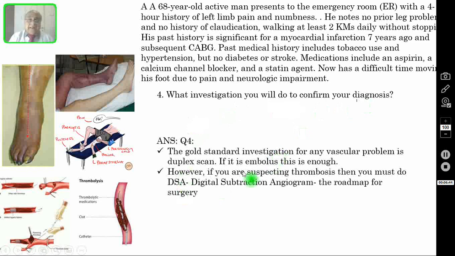The correct answer is, the gold standard investigation for any vascular problem is the duplex scan. If it is embolus, that is enough. However, if you are suspecting thrombosis as the cause for acute limb ischemia, then you must do DSA also, that is digital subtraction angiogram, because invariably we have to do some surgical intervention. So you must do a DSA, and DSA is the roadmap for the surgery.